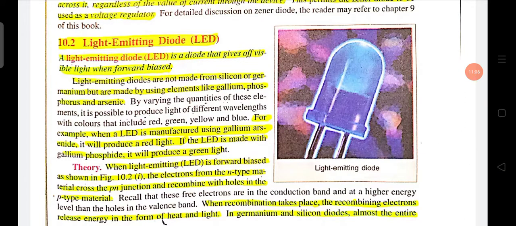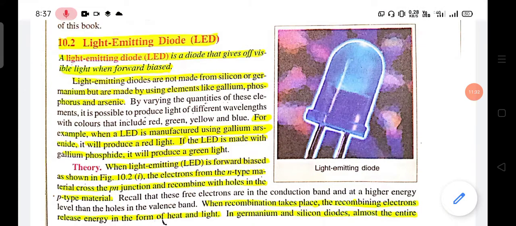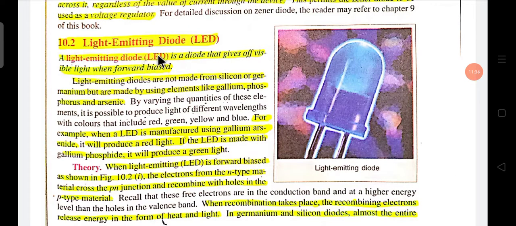What do we call an LED? We commonly use these LEDs in our households, and we know about them, but how do these LEDs function or work, let us see. A light emitting diode, which is LED, is a diode that gives off visible light when forward biased.